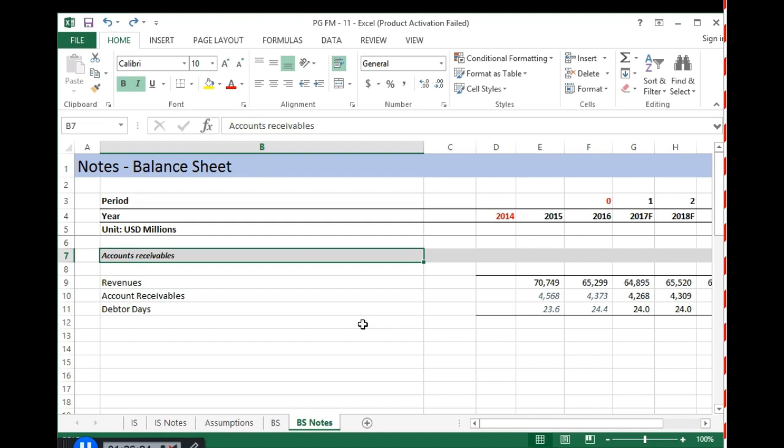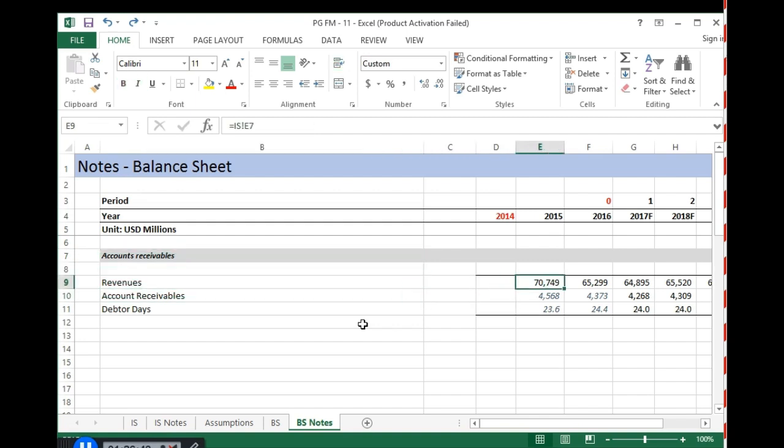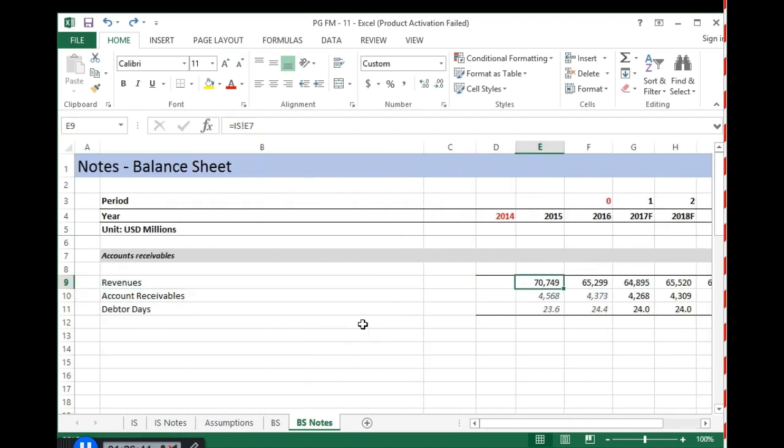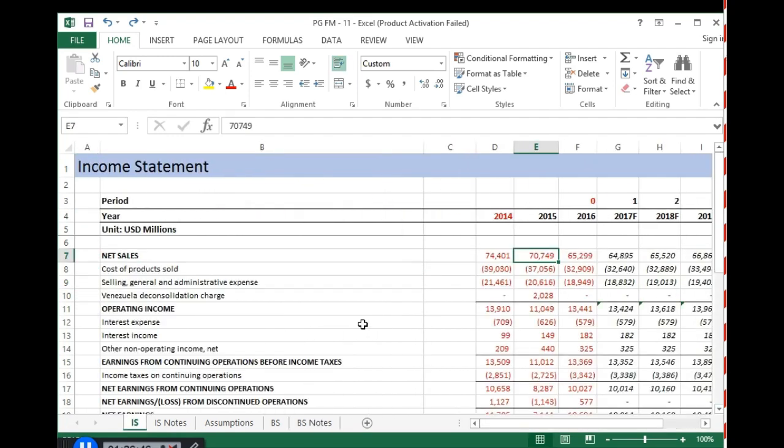What are debtor days? It is the number of days in which you are recovering your amount, or your debtors are paying you the money or receivable. So you have revenues, you have already forecasted revenues. They are simply coming in from the forecast. So this is your revenue forecast, right?